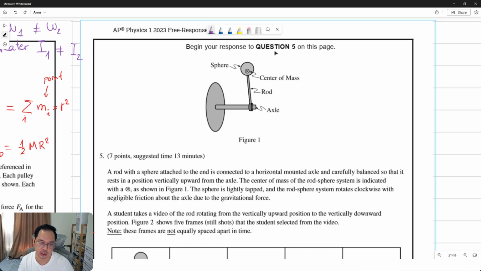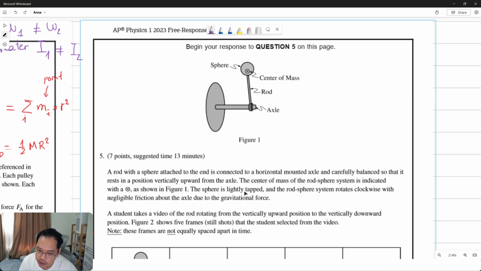Moving on to question 5. A rod with a sphere attached to the end is connected to a horizontally mounted axle. Here we have a disc, this is the axle, the rod is here, and the sphere is here, and this circle with the X symbol inside is the center of mass of this system. This system is carefully balanced so that it is at rest in a position vertically upward from the axle. The center of mass of the rod-sphere system is indicated with the symbol as shown in figure 1.